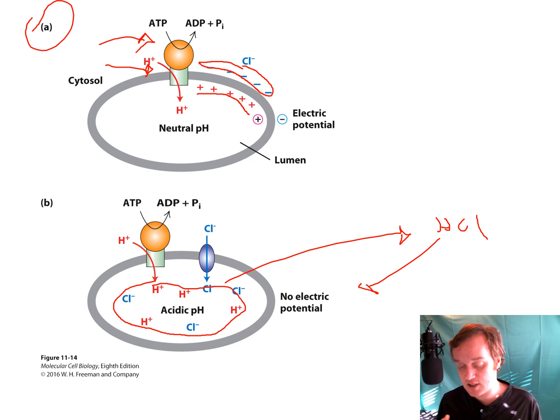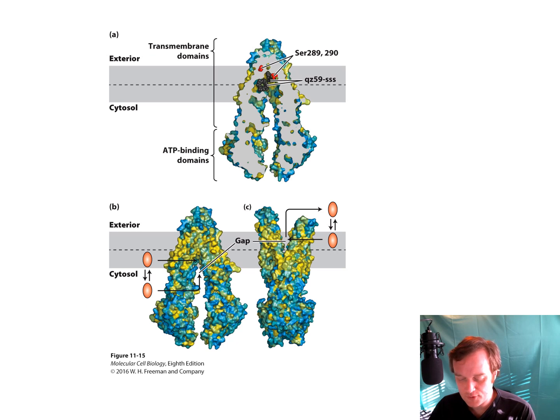And so they have a couple different functions. They can create electrical potentials, and they can alter pH depending on if they're coupled with these chlorine channels. So now we're going to look at this ABC transporter family.